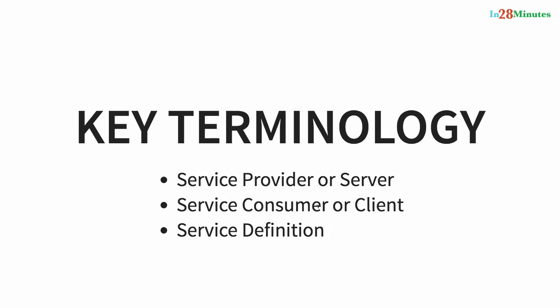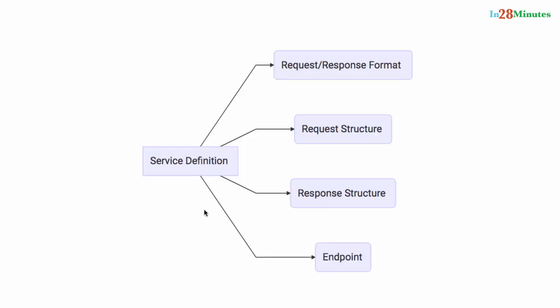The next important terminology is service definition. The service definition is the contract between the service provider and the service consumer. The service definition defines what is the format of the request and response, XML or JSON? What is the structure of the request? What is the structure of the response? And where is the service available? That's the endpoint. Endpoint defines what URL the service is exposed at. How can the service consumer call the service which is exposed by the service provider?